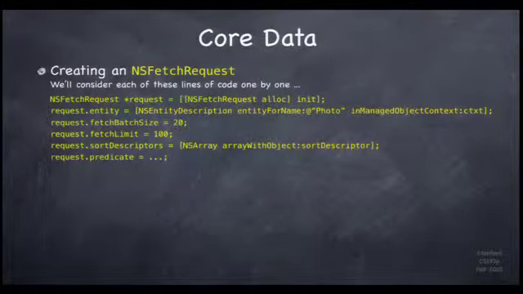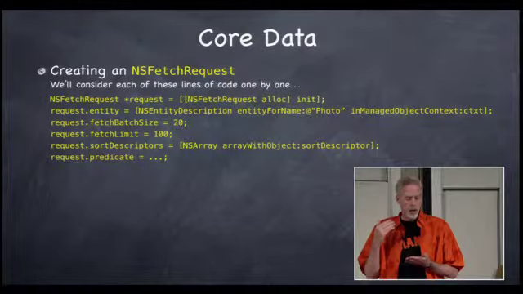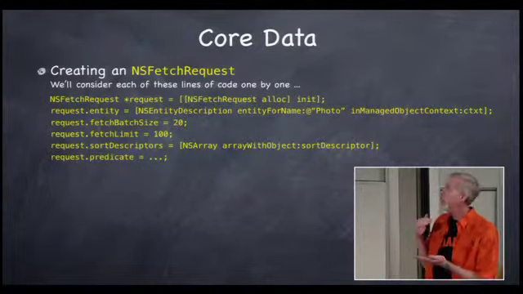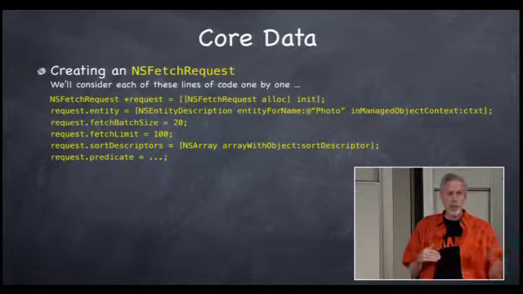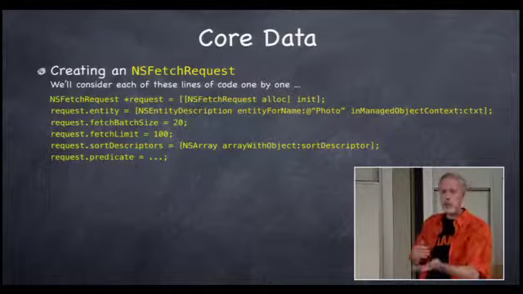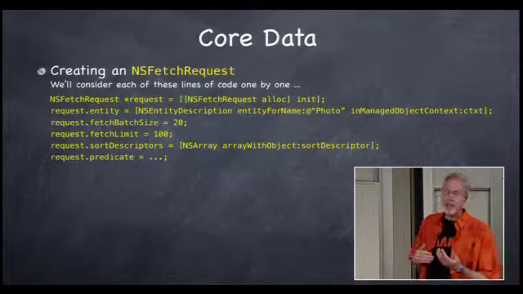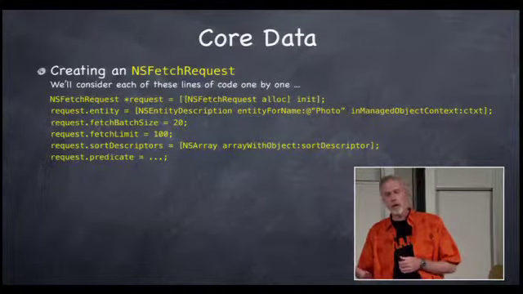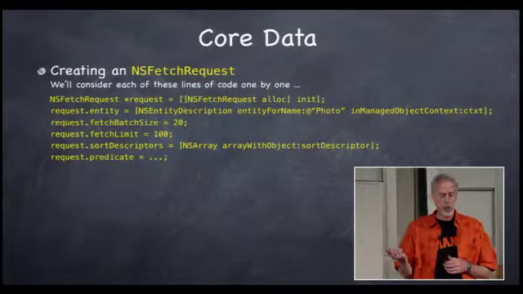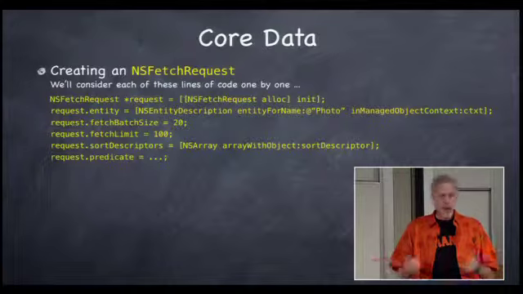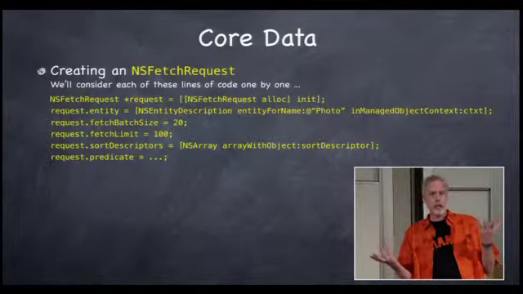So I just alloc init a fetch request. Then I just set these properties. The entity I set to the result of this class method of NSEntityDescription, which is the same class you saw before that we use to insert an object in the database. This one's called entity for name. You give it the name of your entity, like photo, and you give it the managed object context you're going to want this fetch to happen in, and it'll return you an NSEntityDescription.